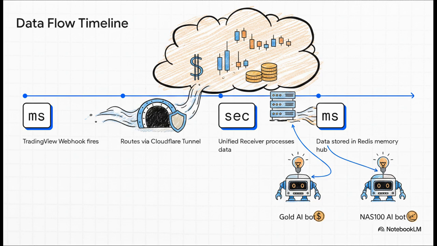A webhook fires off from TradingView, routes through a highly secure Cloudflare tunnel to a unified receiver, and then instantly drops straight into Redis. Redis is basically acting as the system's central memory hub here. By pooling all this external data into Redis, both the Gold and NAS 100 AI bots can instantly grab a unified, real-time snapshot of the global markets to calculate their features.